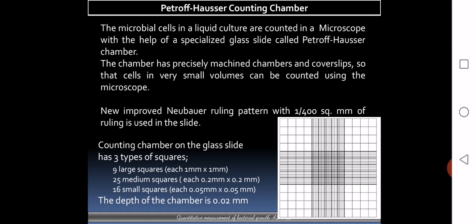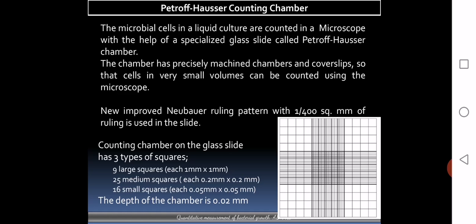As you see in the image, these are nothing but square marked glass slides. Usually the cells in liquid cultures are counted in a microscope with the help of these specialized glass slides, and these glass slides along with a particular cover slip are usually called the counting chamber. As I already said, this chamber has precisely machined chambers and cover slip so that cells in very small volumes can be counted using the microscope.